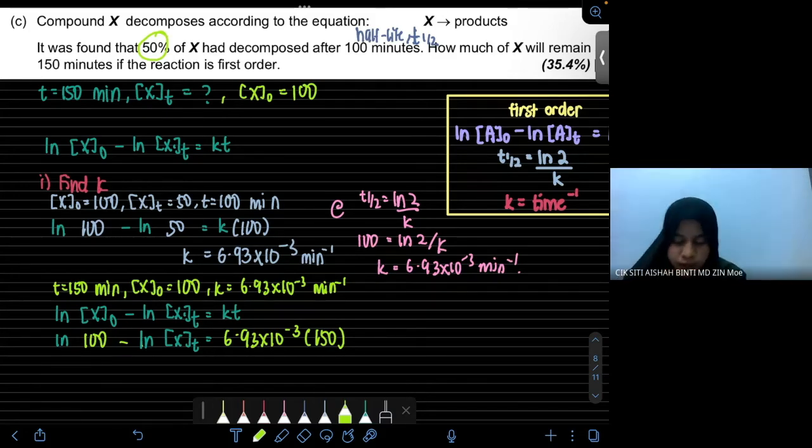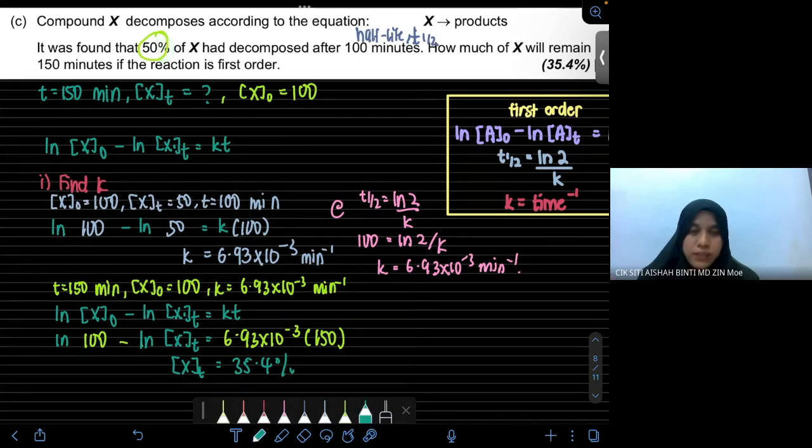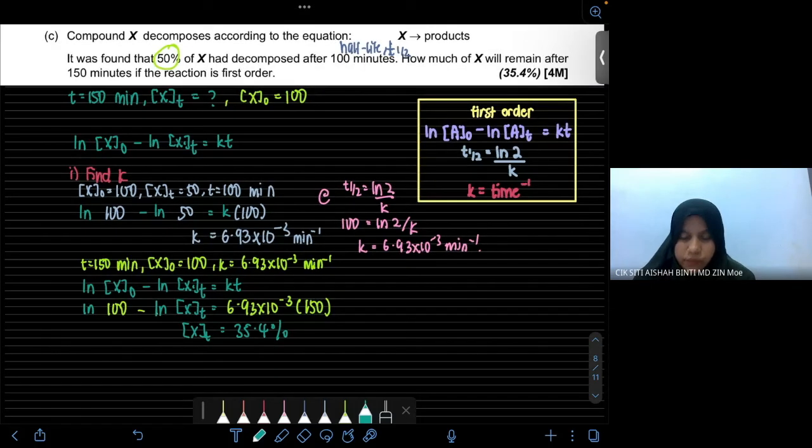Okay, so here when we calculate it, we will get the answer. Hopefully you get the answer, 35.4. This one Miss didn't calculate. We get the concentration to be 35.4, because here they tell us the percentage, so that is why we do the percentage. Okay. That is for question C.